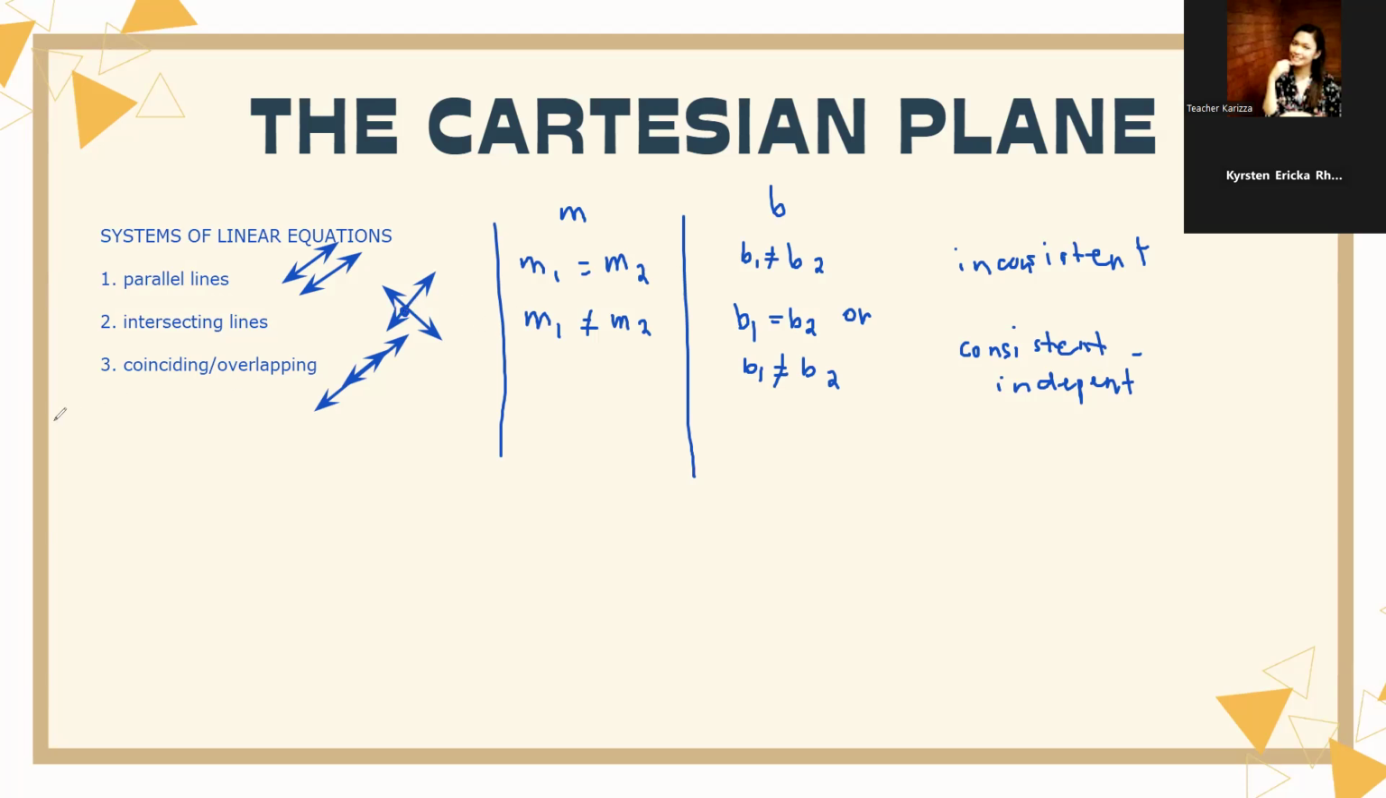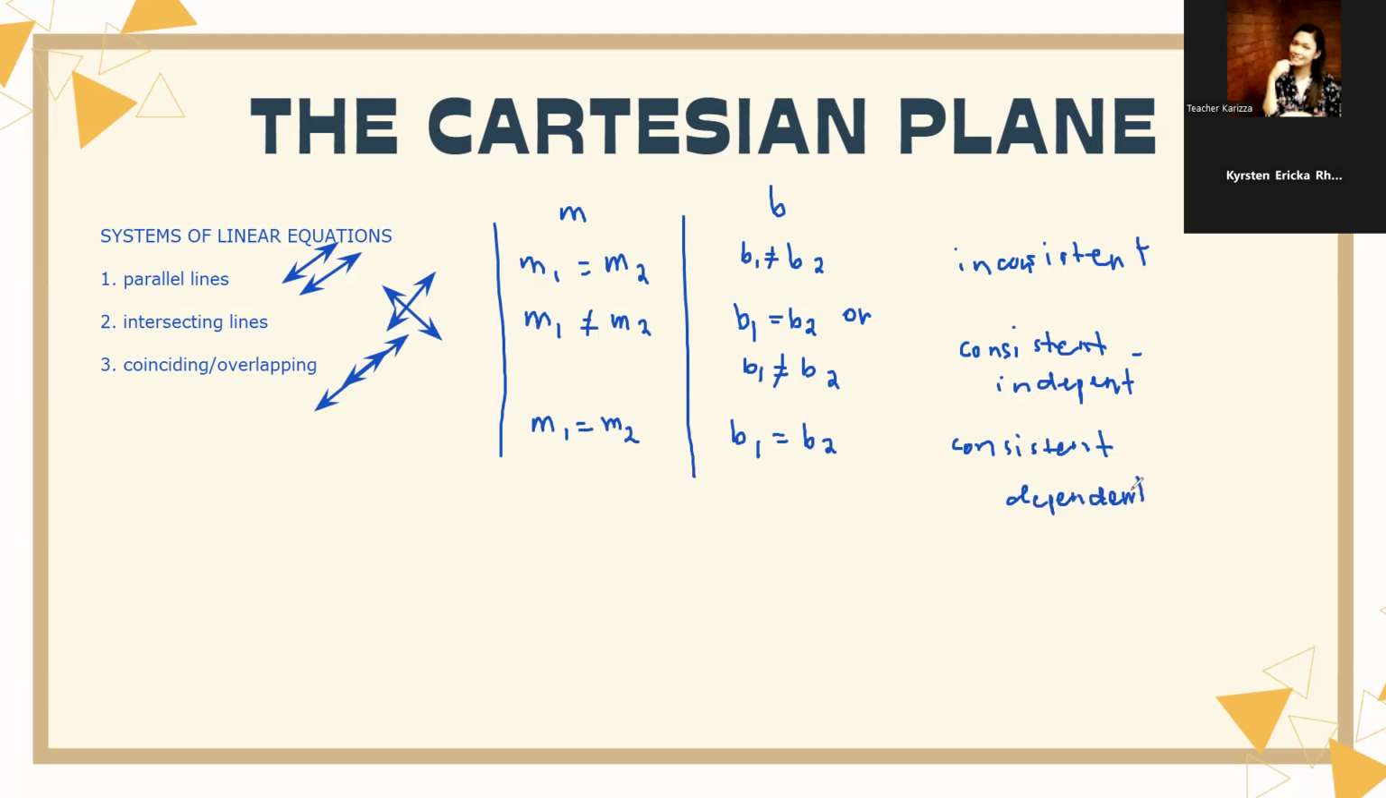But yeah, that's it. Next, we have the coinciding or overlapping, where your slope has to be the same and your y-intercepts have to be the same as well. So this means that you have an infinite set of ordered pairs. So lahat na x1, y1 mo, etc., they are exactly the same. And this is a type of system that we refer to as consistent dependent.